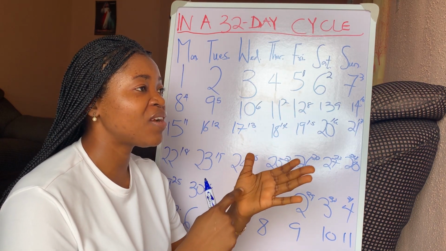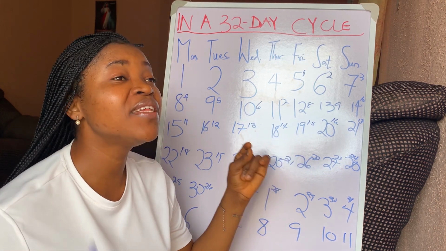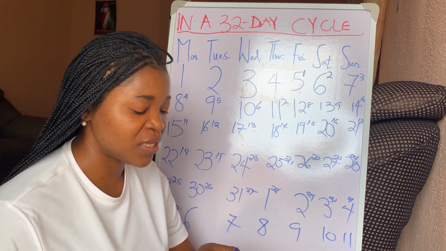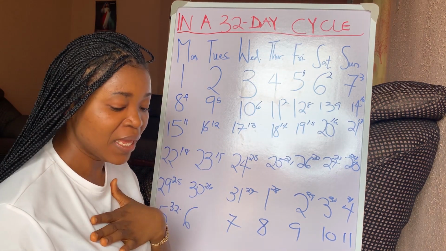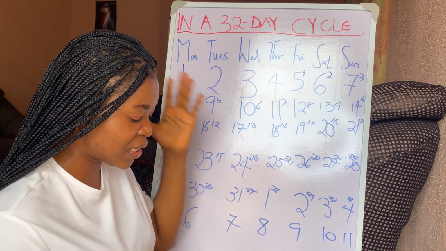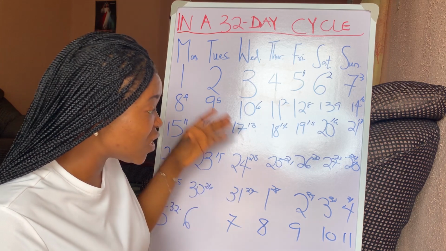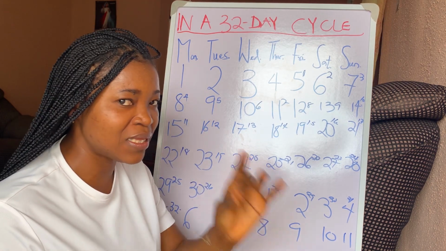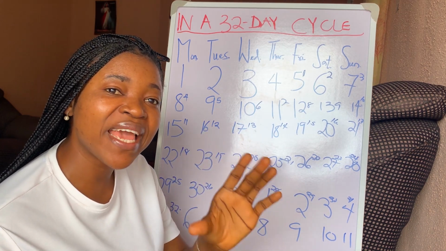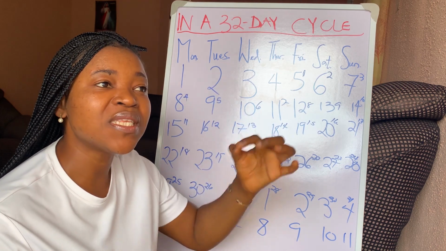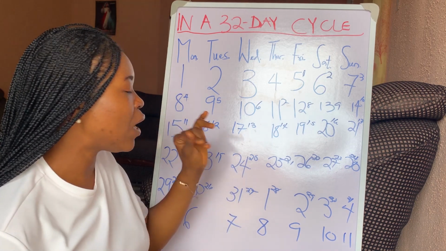Even if your menstrual cycle is 32 days, that 14th day before your next period is when you are going to ovulate. So let us calculate it, because for me, my menstrual cycle is 32 days, my day of ovulation in this cycle is going to be the 18th day. For someone that has a 28-day cycle, the person will ovulate on the 14th day, leaving 14 days to her menstrual period. Now let's calculate this.